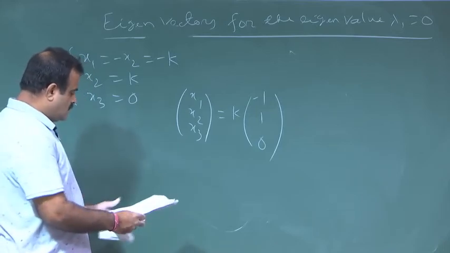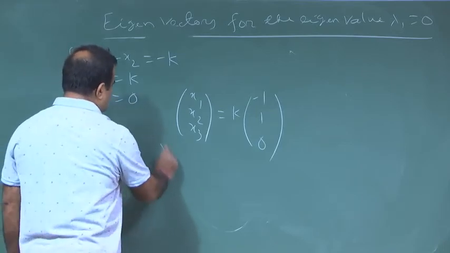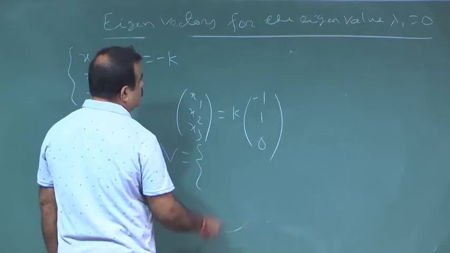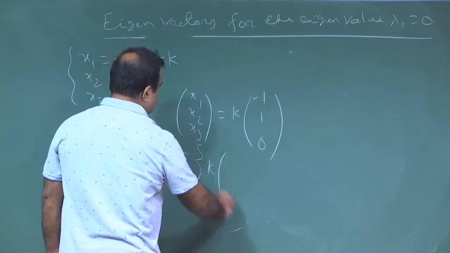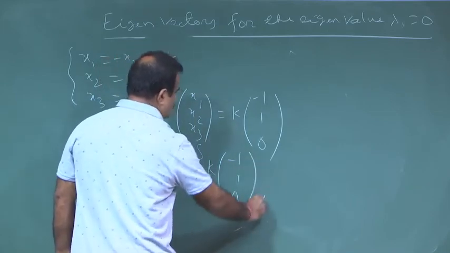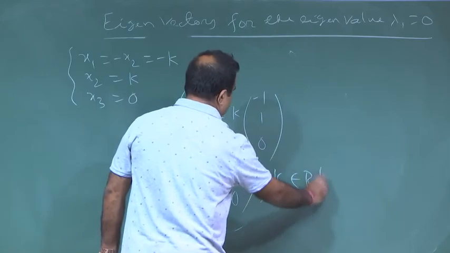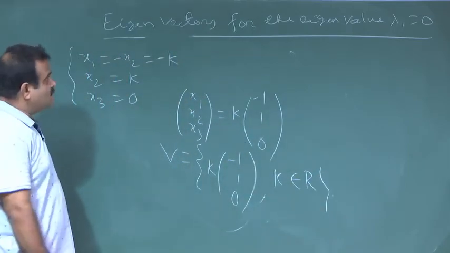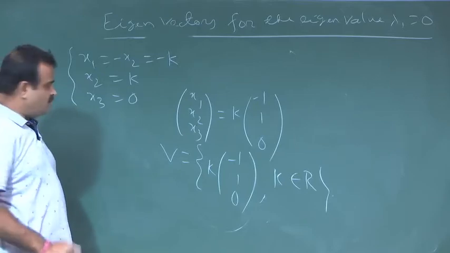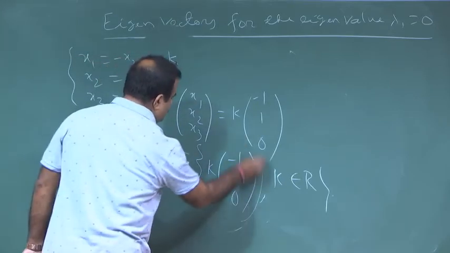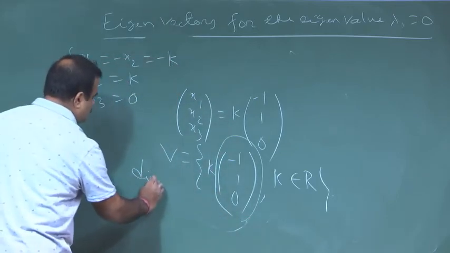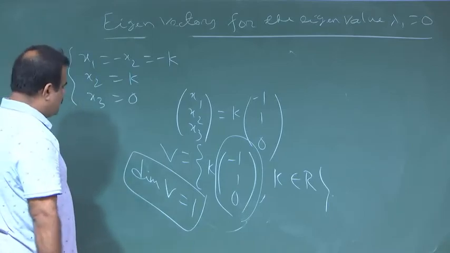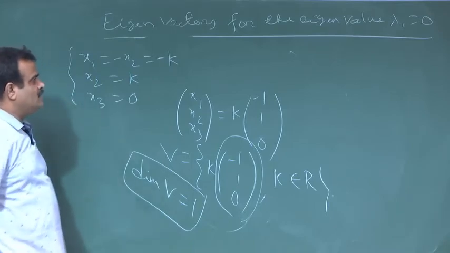Now, this set along with the 0 vector, where k could be 0, with k being a real number over the real field, is a vector space. The dimension of this space is called the geometric multiplicity. This is generated by one vector, so the dimension of this is 1. So, the geometric multiplicity of the eigenvalue 0 is 1.